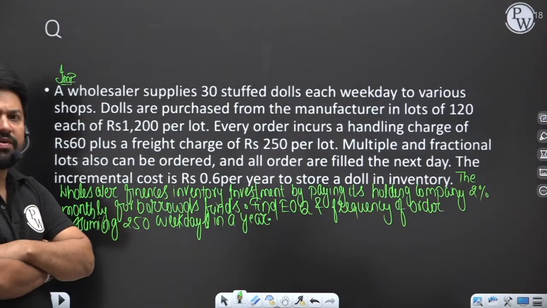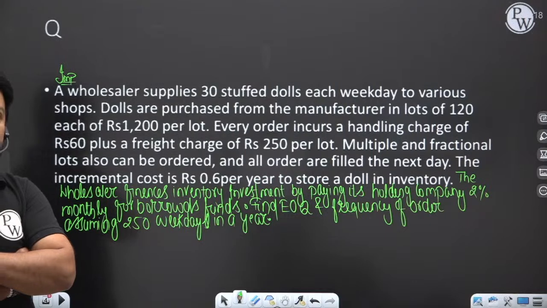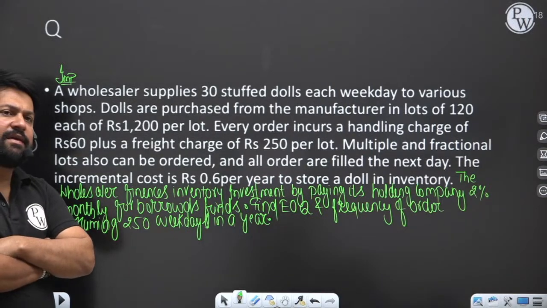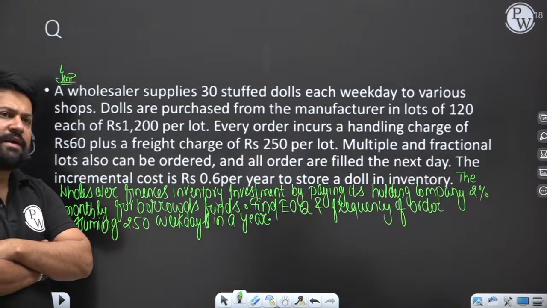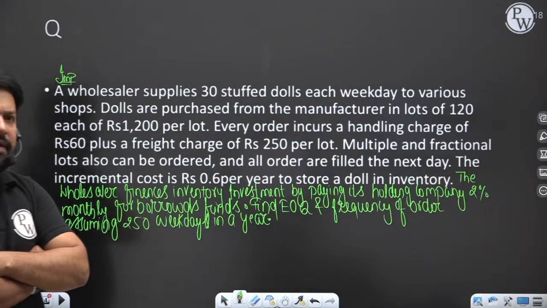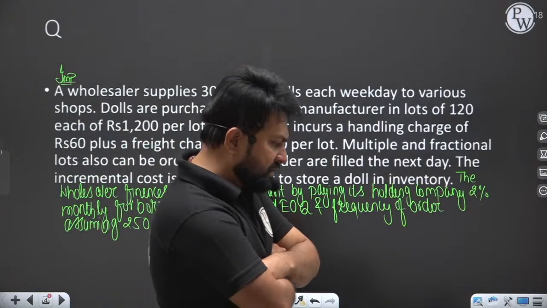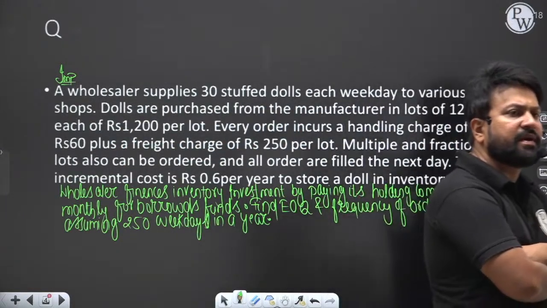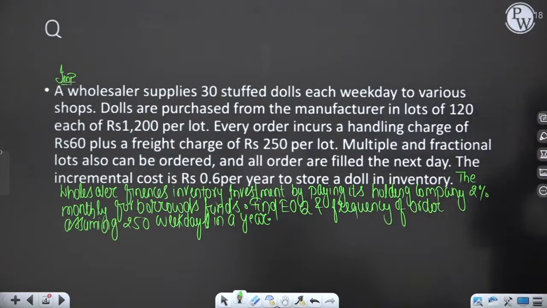At least tell me the economic order quantity, what you are getting. What is the economic order quantity according to you? Or shall I solve the question?